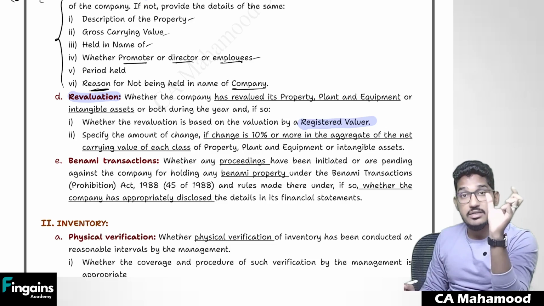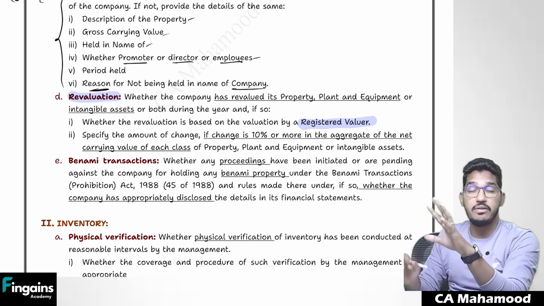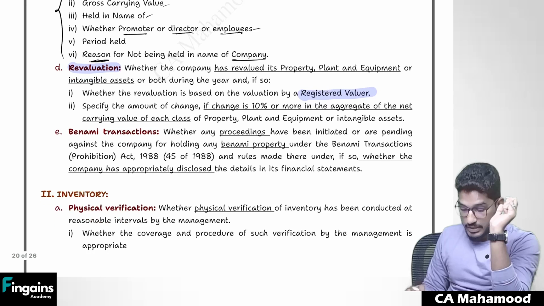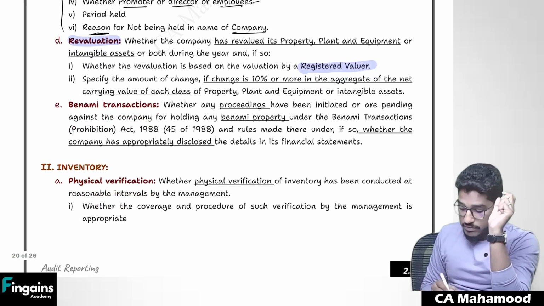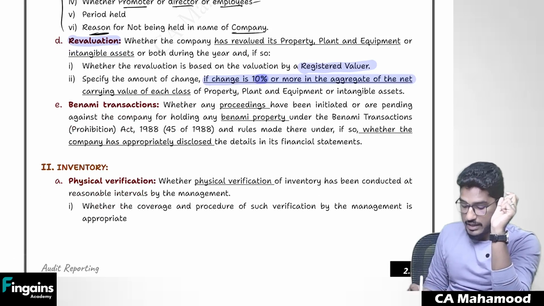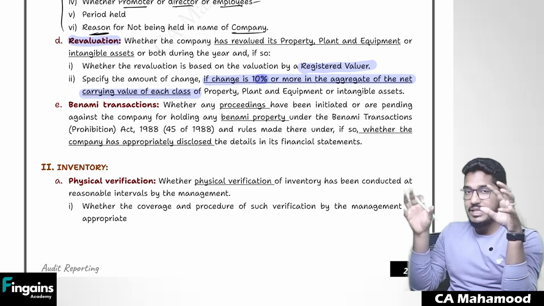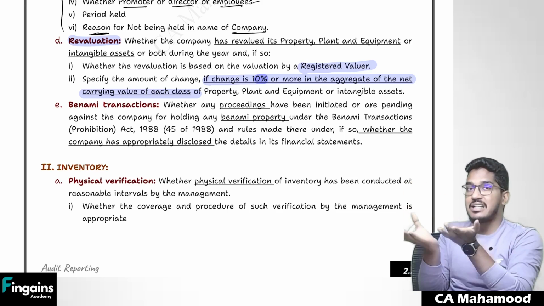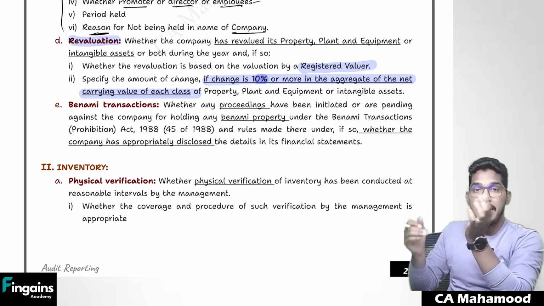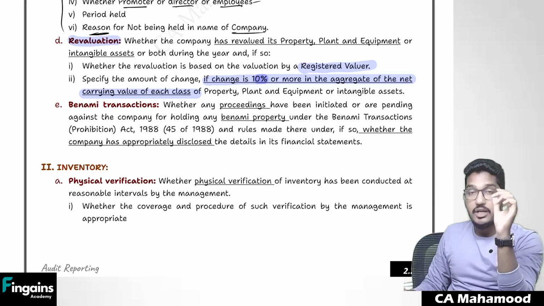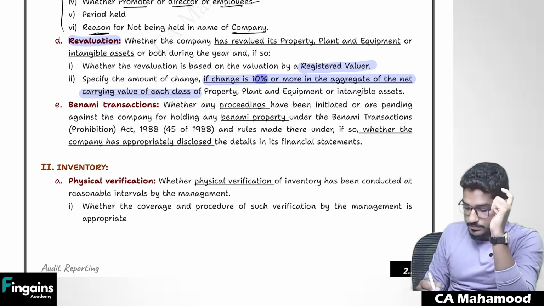They have to revalue the assets on the basis of a report received from a registered valuer. As a result of that revaluation, if the change is 10% or more in the aggregate of net carrying value of each class of property, plant and equipment, or intangible assets, then you have to mention that amount also.